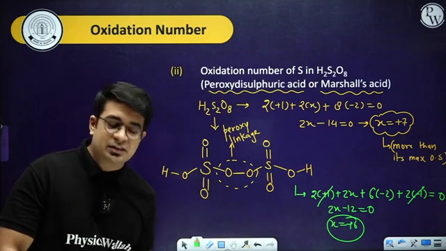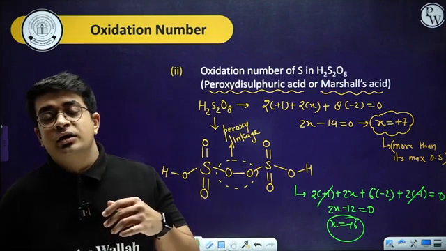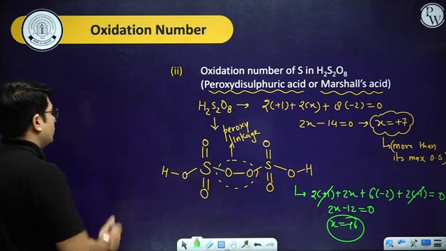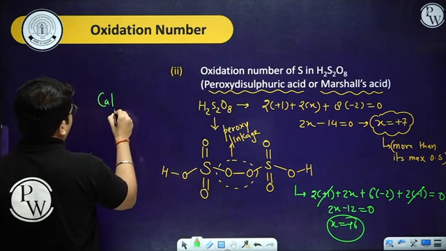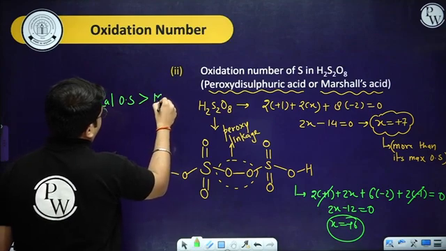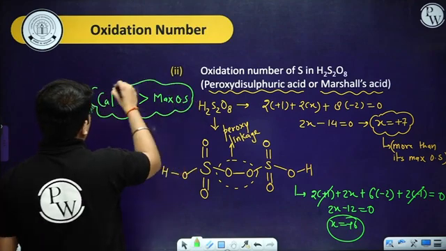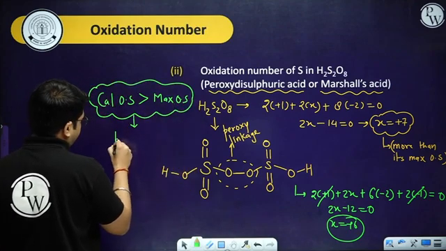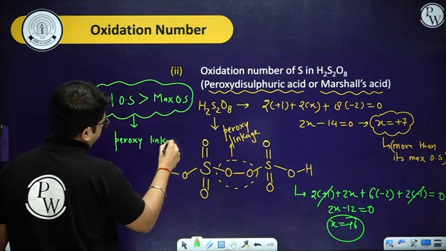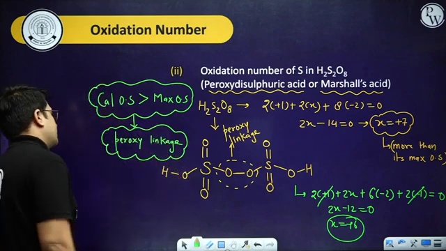So this is the first case where after calculation, the calculated oxidation state is actually more than the maximum oxidation state. So always remember, this is the case where the calculated oxidation state is more than the maximum oxidation state. So there might be a chance that we are looking at the presence of a peroxy linkage in this particular case.